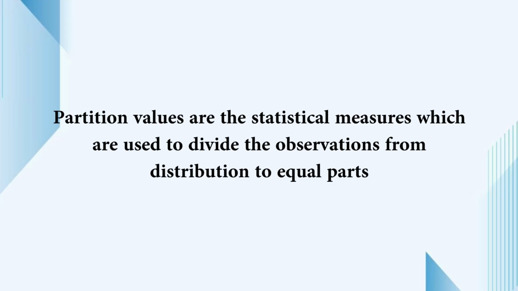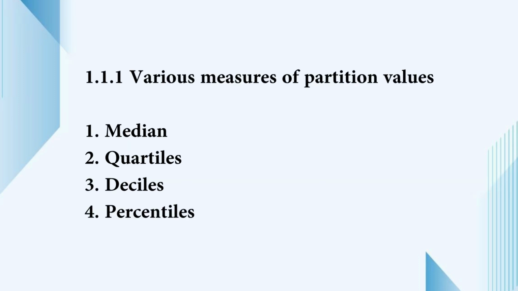Partition values are the statistical measures which are used to divide the observations from a distribution into equal parts. The various measures of partition values are median, quartiles, deciles and percentiles. We shall now look into the application of partition values.